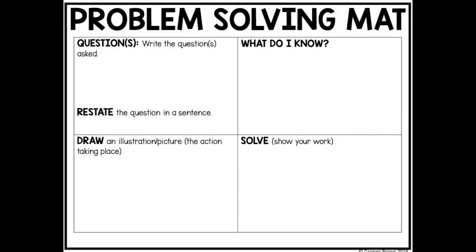This is our problem solving mat. You can see it is split into 4 sections. In the first section, you are writing the question and then restating it into a sentence with a blank. In the second section, we are going to be telling what we know based on the problem. Then you can create an illustration to go with the problem. Finally, it's time to solve. Don't forget to show your work.